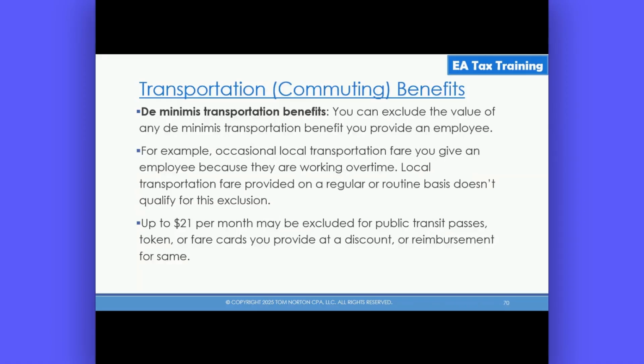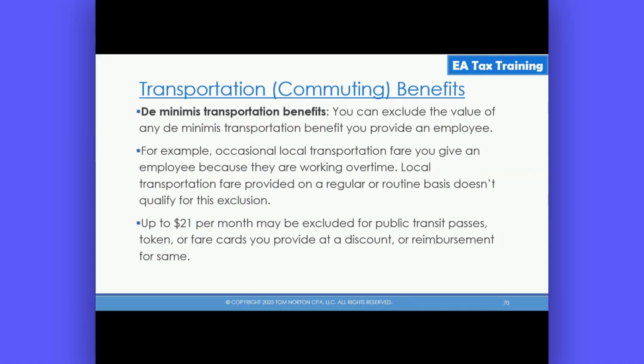Transportation or commuting benefits, so de minimis transportation benefits. You can exclude the value of any de minimis transportation benefit you provide an employee. So, for example, occasional local transportation fare you give an employee because they are working overtime. Local transportation fare provided on a regular or routine basis does not qualify for this exclusion. So, this is, hey, you had to work late tonight. Maybe you missed your normal train or bus. So here we're going to provide you a cab or an Uber in order to get home. You do not have to include that in their income.